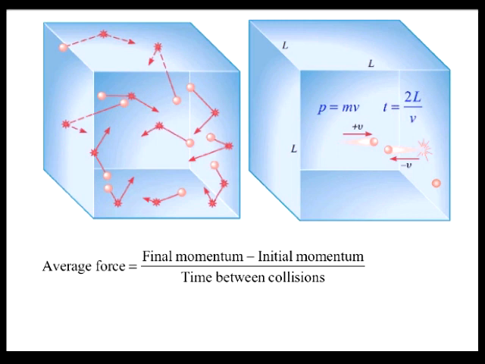According to Newton's second law of motion, in the form of impulse-momentum, the average force exerted on the particle by the wall is given by the change in the particle's momentum per unit time, or the average force equals the final momentum minus the initial momentum divided by the time between successive collisions. This is written as (-mv - mv)/(2L/v), which equals -mv²/L. According to Newton's law of action-reaction, the force applied to the wall by the particle is equal in magnitude to this value, but oppositely directed, meaning the average force is +mv²/L.